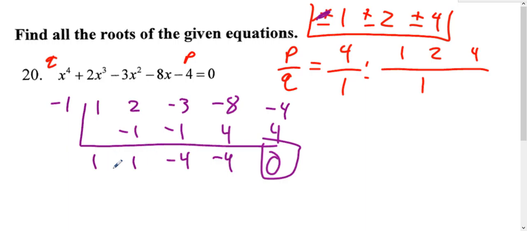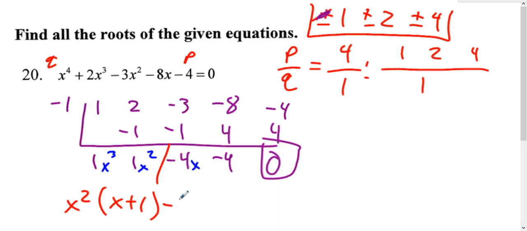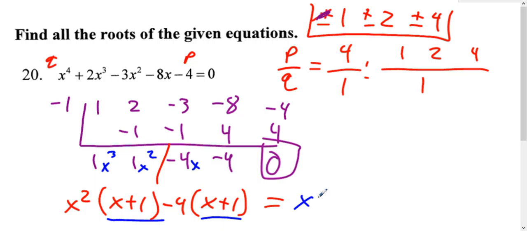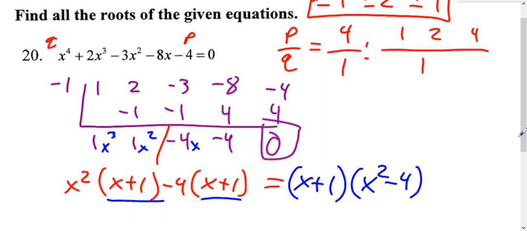Now we're left with 4 terms. The degree would drop by 1, so that'll be x cubed, x squared, x and our constant. And now since there's 4 terms, now you can try factoring by grouping. So split it and factor by grouping. You can take out an x squared. You can take out a negative 4. Grouping works because we have x plus 1 in both spots. And x squared minus 4 for the rest of it.